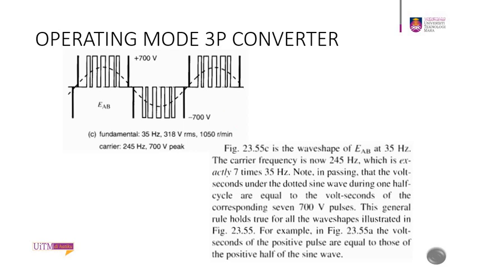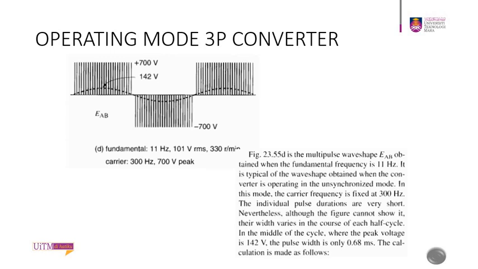Next we will look at a further extreme, the last example. This will further reduce the speed, you see 11 hertz, or 101 volt. This is typical of the wave shape obtained when the converter is operating in the unsynchronized mode. In this mode the carrier frequency is fixed at 300 hertz. The individual pulse duration is very short. Although the figure cannot show it, their width varies in the course of each half cycle. In the middle of the cycle, where the peak voltage is 142, the pulse width is only 0.68 millisecond, and the calculation is made.